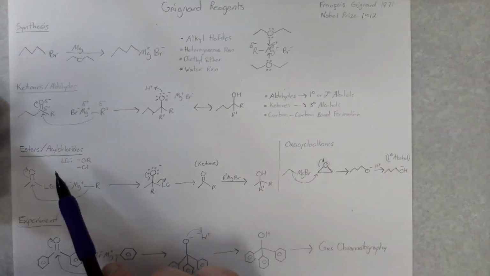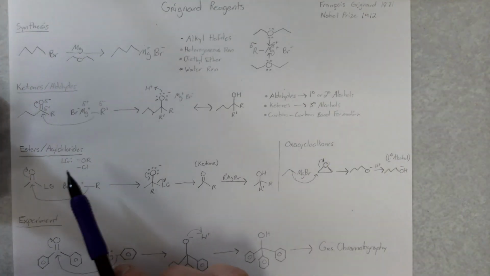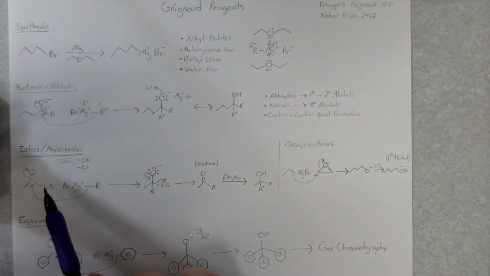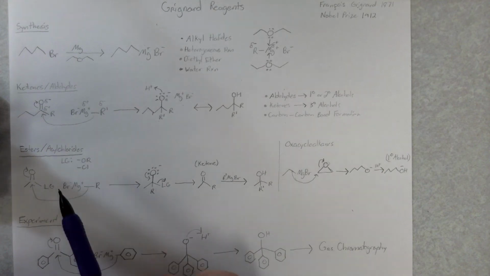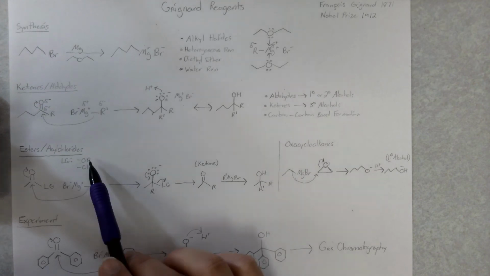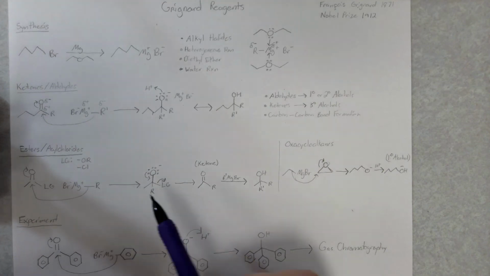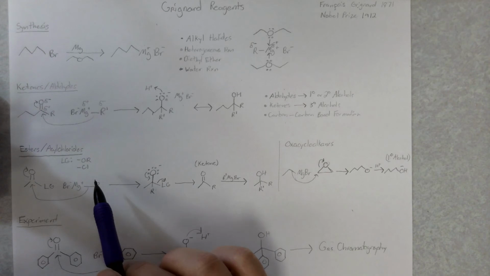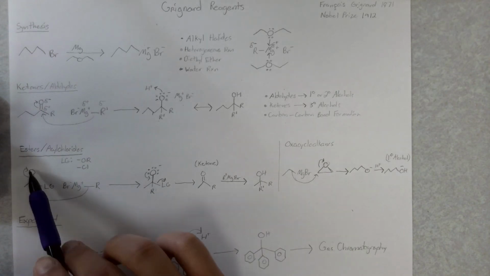So, esters and acyl chlorides. Here we have a similar setup with a carbonyl, but the difference is the leaving group. This leaving group can be an ester, it can be your oxygen and an alkyl group, or it can just be chloride. Either way, in a similar reaction, the alkyl group is nucleophilic and will attack the carbonyl carbon, pushing off the electrons, breaking this double bond, and forming our oxide.